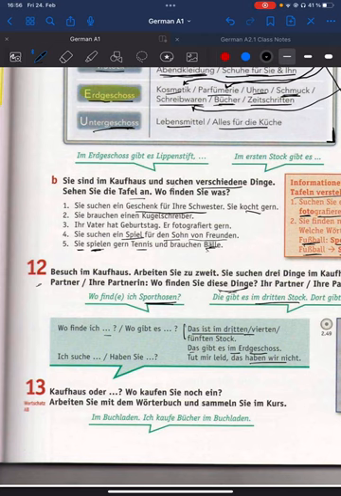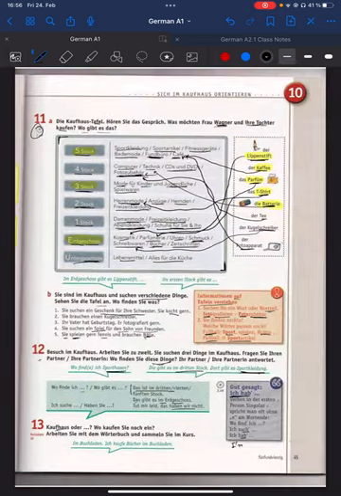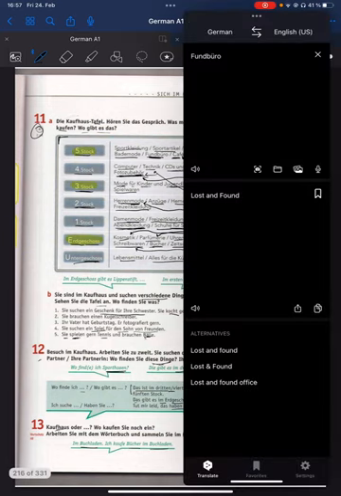Kaufhaus oder. Wo kaufen Sie noch ein? Arbeiten Sie mit dem Wörterbuch und sammeln Sie. Okay. From where do you buy? Work with the dictionary and tell to the class. Im Buchladen, ich kaufe Bücher im Buchladen. Buchladen is bookstore then.